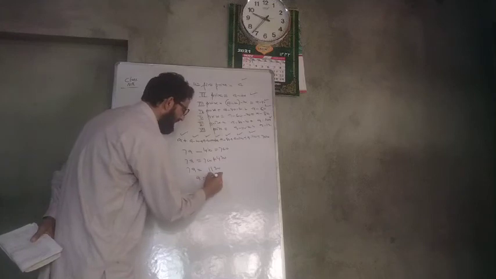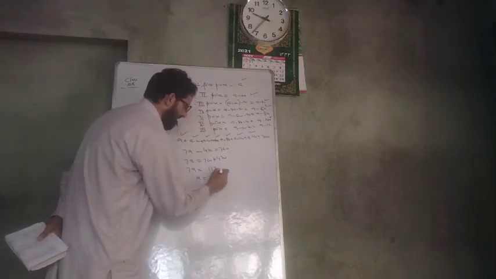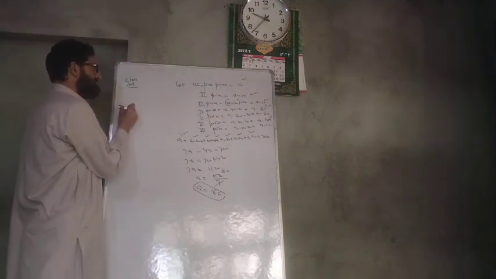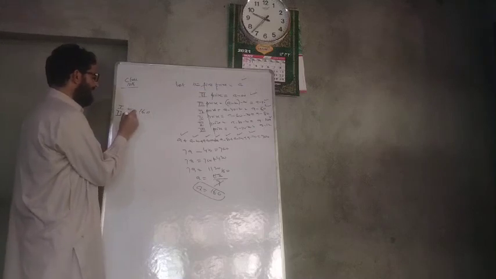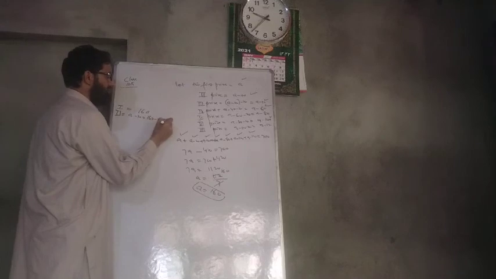What is A? A is 1120 divided by 7, 160. So A is equal to 160. What was our A? This was our first prize. So first prize is equal to rupees 160. And what is second prize? A minus 20. That is 160 minus 20. That is second prize is 140.